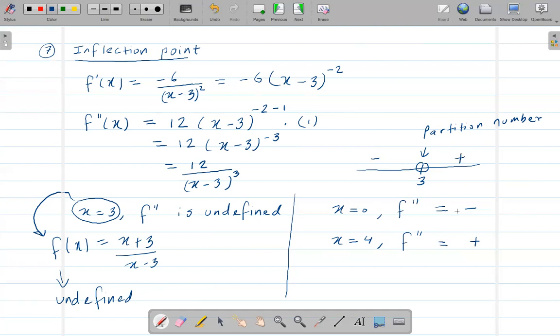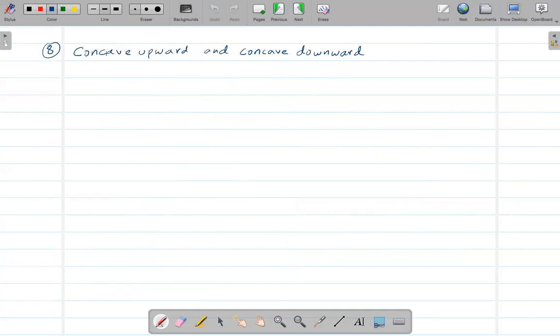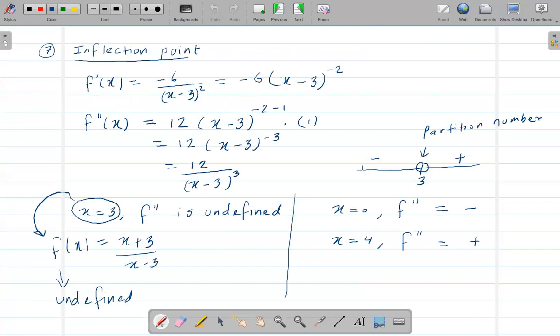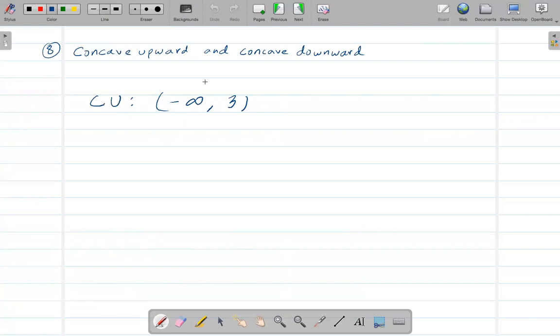So after this, now we can find concave upward and concave downward. The concave upward, or CU interval, is from negative infinity to 3, right? From negative infinity to 3, and concave, sorry, this is concave downward, because this is negative.